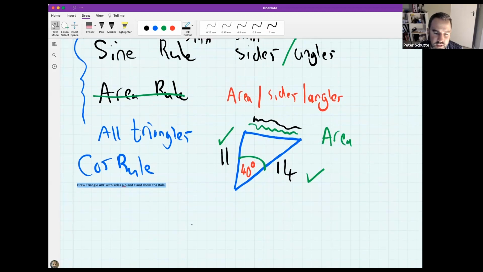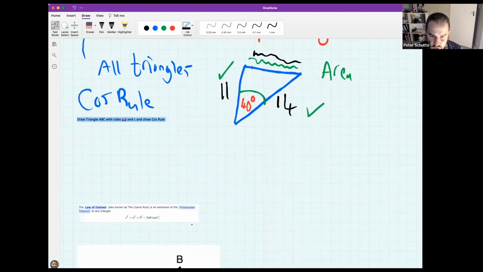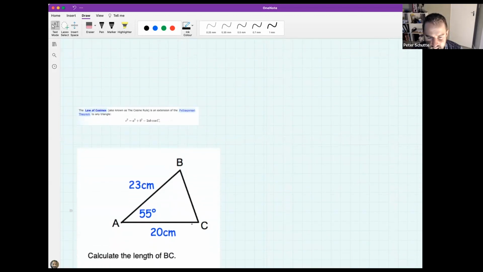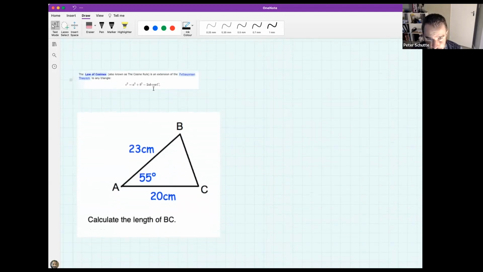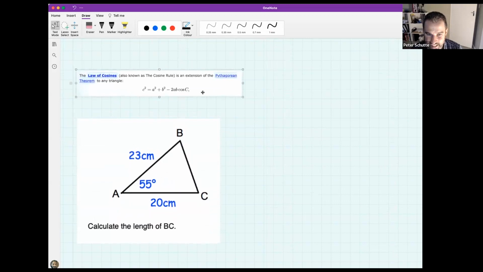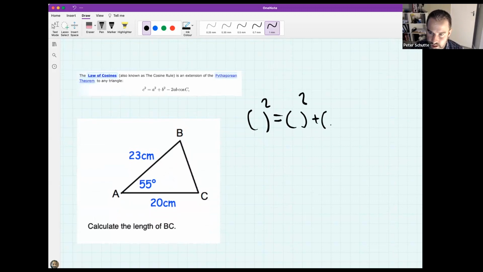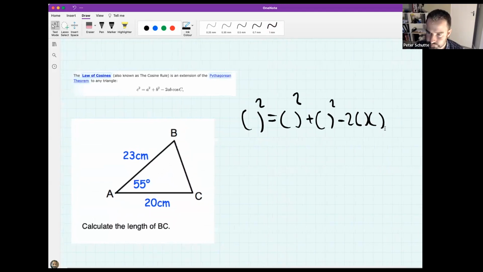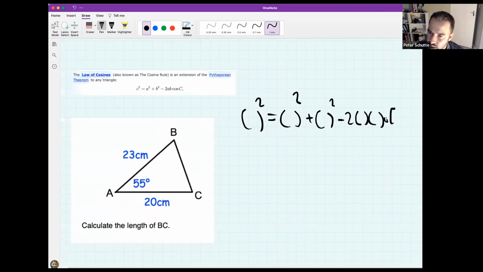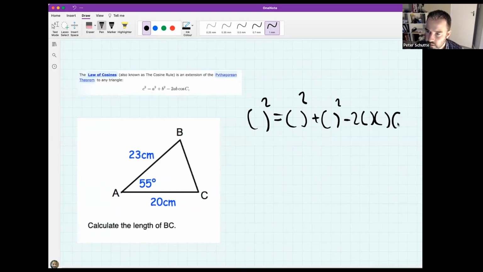Okay, so let's talk about the situation of the cos rule. What does it actually mean and how do we use it? Now, the way it's generally written is like this, although that still looks a bit confusing. So what we have is something squared equals something squared plus something squared minus 2 times 2 somethings times the cos of some other thing.